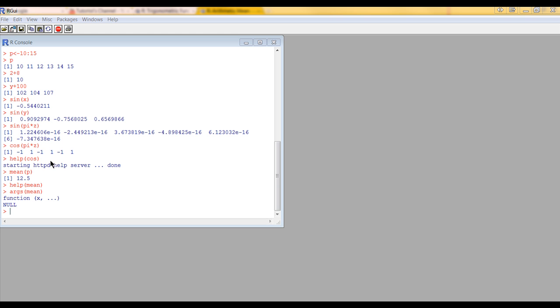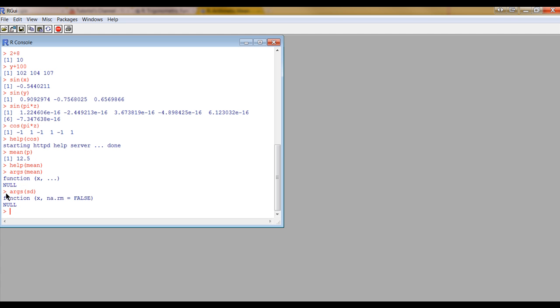Okay, actually, it's just saying basically that you have to put in x, and x has to come first. But it's really not telling us the other one, so maybe I was a little bit wrong about that. Let's try another function called SD, the standard deviation. Let's try that one, args SD. And it says you need this one and this one. So actually, okay, I'm not so sure what this args gives us.